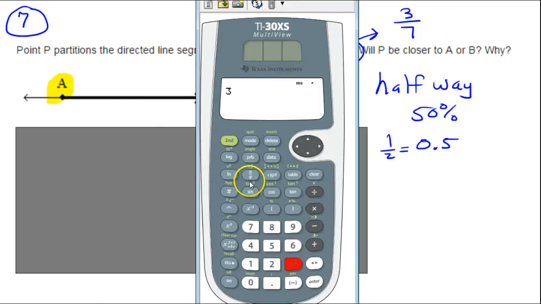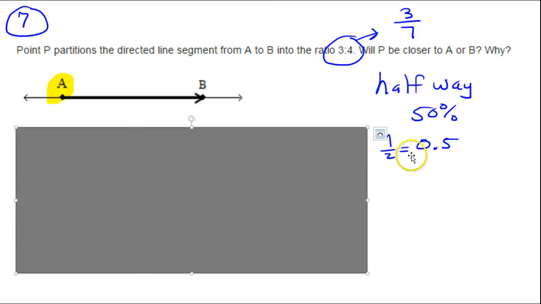So if we do 3 over 7, or 3 divided by 7, and turn it into a decimal, that's 0.42. Okay? So you saw that decimal was approximately 0.42. That means we're going to go 42% of the way. All right, 50% is halfway, 0.5. All right, 42% is less than halfway.